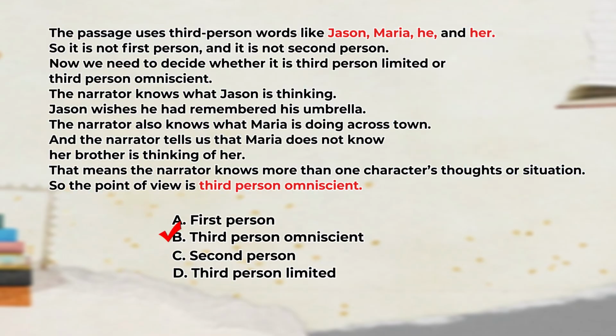The passage uses third-person words like Jason, Maria, he, and her. So it is not first person, and it is not second person. Now we need to decide whether it is third-person limited or third-person omniscient. The narrator knows what Jason is thinking. Jason wishes he had remembered his umbrella. The narrator also knows what Maria is doing across town. And the narrator tells us that Maria does not know her brother is thinking of her. That means the narrator knows more than one character's thoughts or situation.